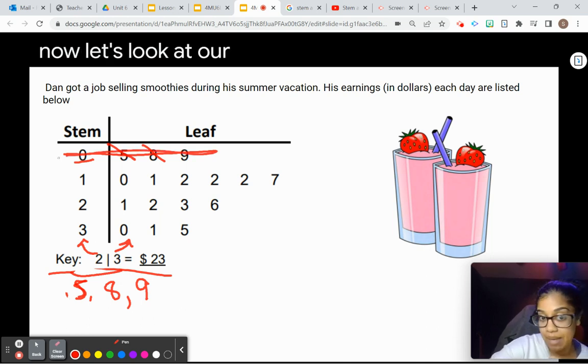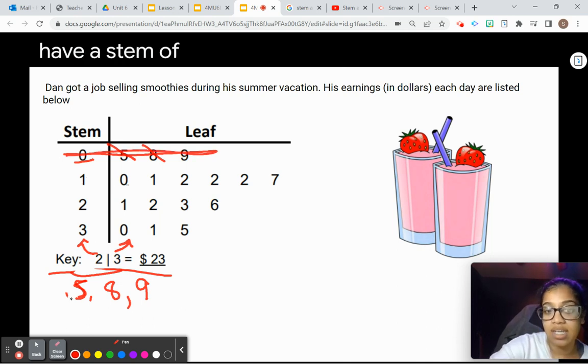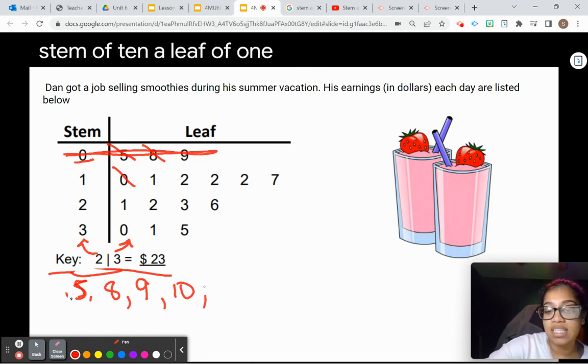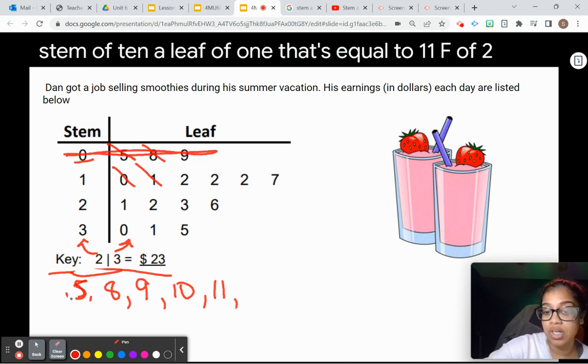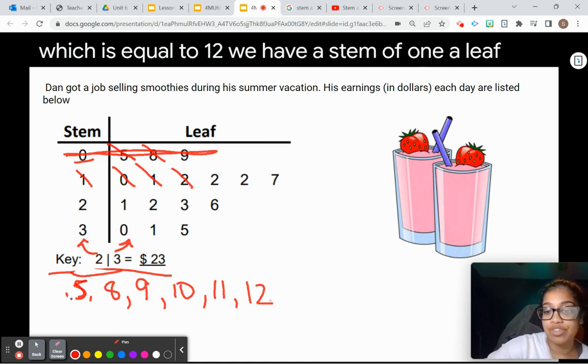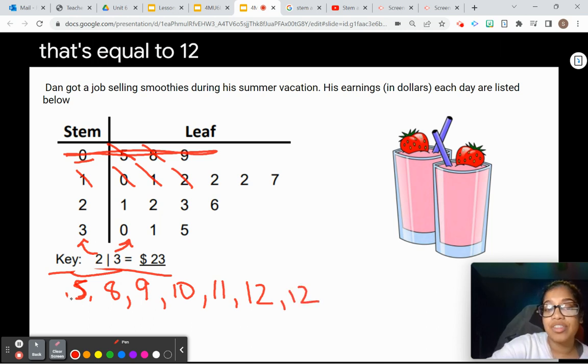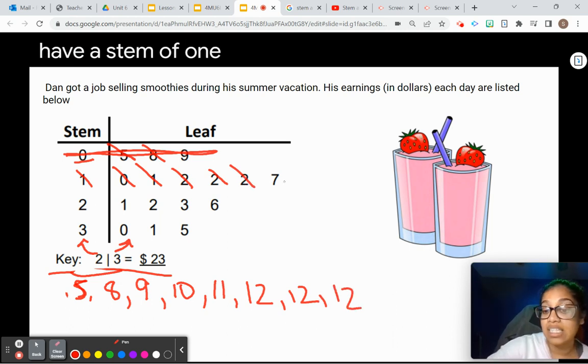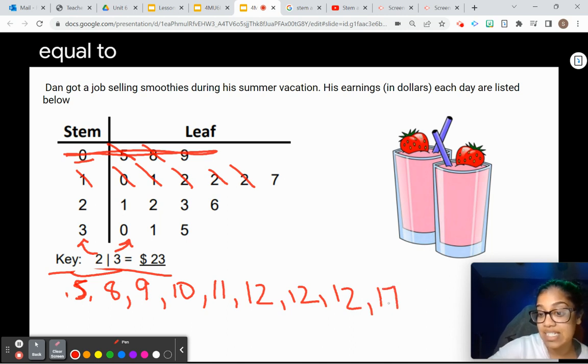Now let's look at our second stem and leaf set. So we have a stem of 1 and a leaf of 0, which is going to be equal to 10, right? So that data point is done. We have a stem of 1, a leaf of 1, that's equal to 11. We have a stem of 1, a leaf of 2, which is equal to 12. We have a stem of 1, a leaf of 2, that's equal to 12. We have another stem of 1, another leaf of 2, that is equal to 12. And then we have a stem of 1 and then a leaf of 7, which is equal to 17.